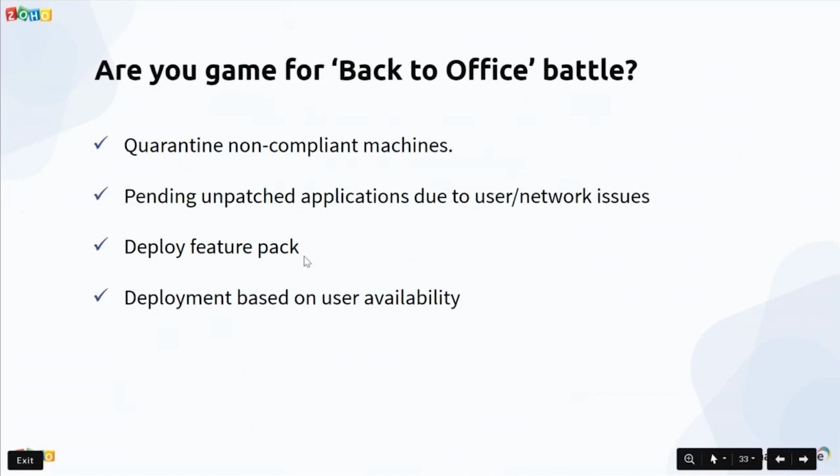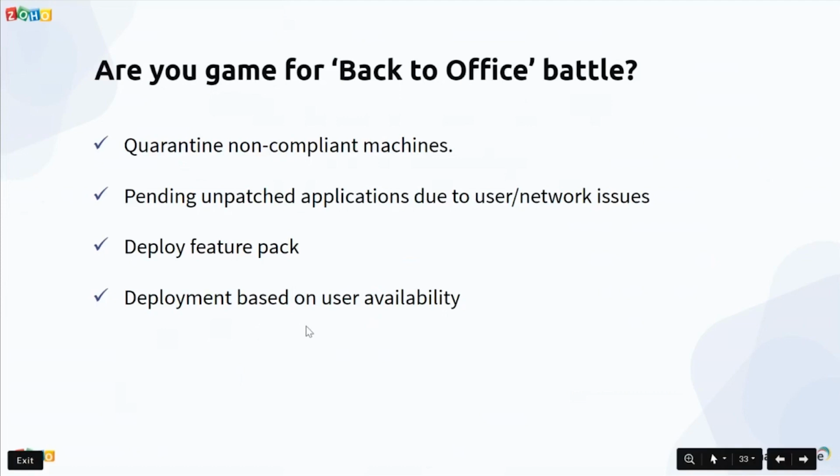Thirdly, some of you might not have deployed feature packs for your work from home machines because of bandwidth constraints and so on. So go ahead, check that out and deploy feature packs to all of your back to office machines. Lastly, you can embrace the immediate deployment option by checking user availability, as our aim is to get our back to office machines fit for production as soon as possible.